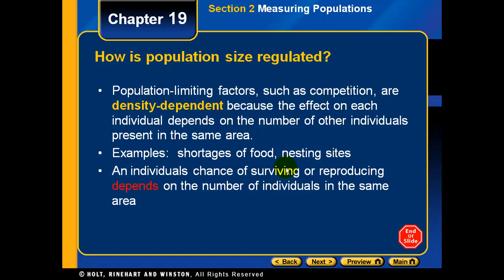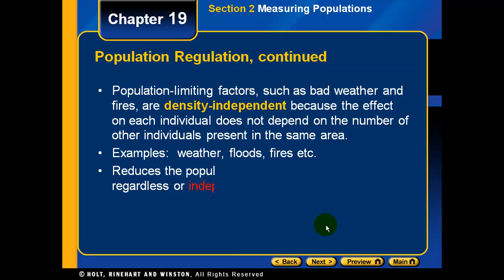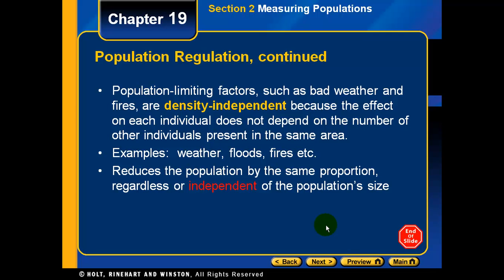On the other hand, an individual's chance of surviving or reproducing depends on the number of individuals in the same area. The opposite one is density independent. Density independent does not depend on how many individuals are in that area. It's going to affect every single individual the same, and this is usually weather related. Floods and fire are examples. It reduces the population by the same proportion, independent of the population size.